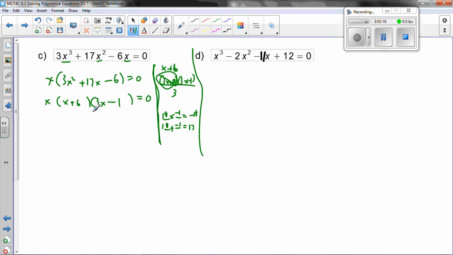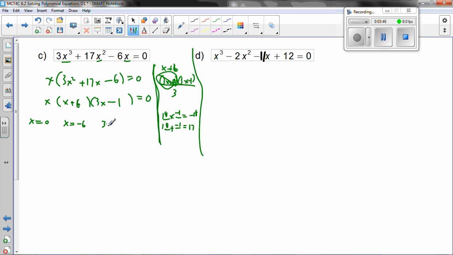Check that over real quick, that I multiplied correctly. I can see the first term's correct and the last term's correct. The middle term comes from 6 times 3 is 18 and minus 1 is 17, so I factored that correctly. Notice I'm not done yet, because I've got to solve the question. I've got 3 things multiplied equal to 0. I can see x equals 0 is one solution. x equals minus 6 is another solution.